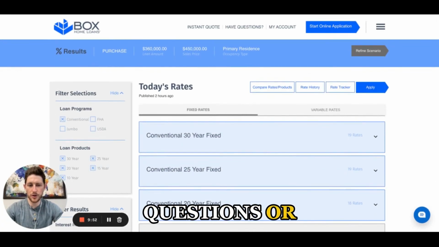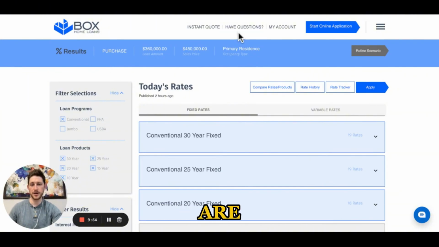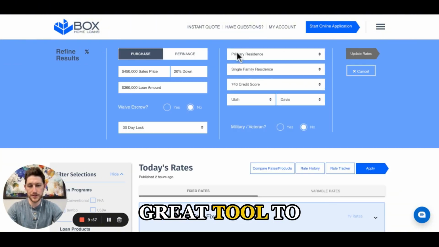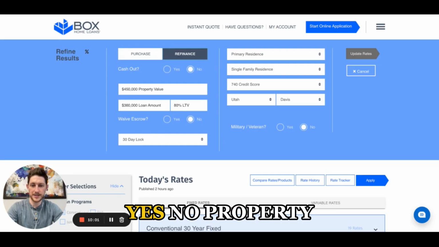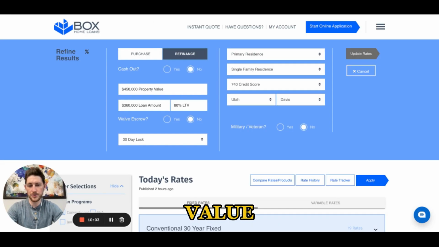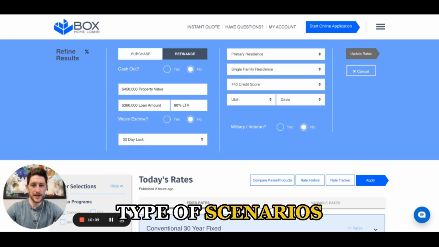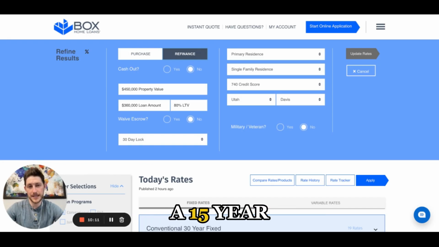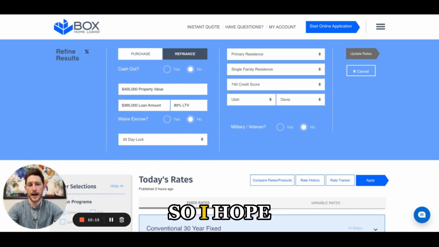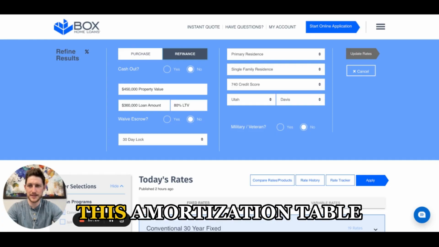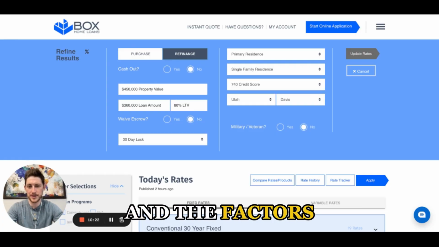So if you have questions, or if you want to jump in and look at what actual rates are, this is a great tool to use. You can also say, hey, I want to refinance, cash out, yes, no, property value, what's your loan amount, all of that. You can look at what a refinance would look like as well, and run the same type of scenarios and say, hey, do I want a 15-year? Do I want a 30-year? How much in interest do I want to pay? So I hope that helps understand some of those basics and some of this amortization table and the factors that go into that.